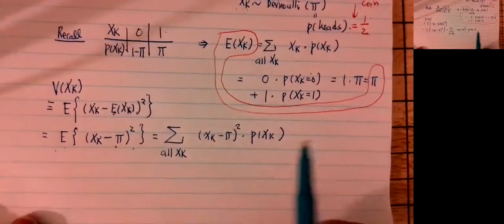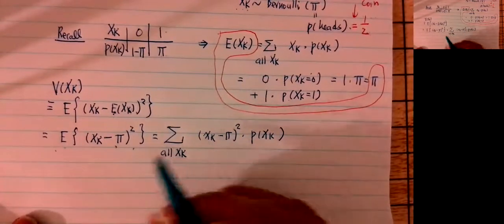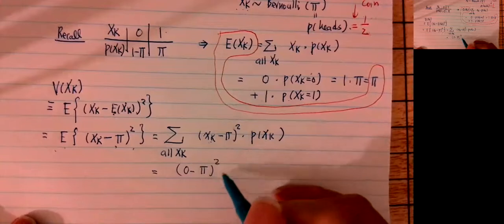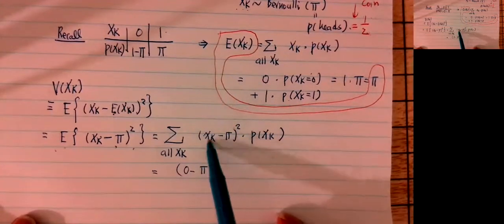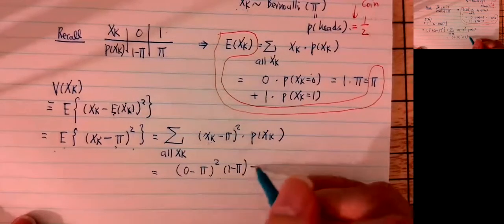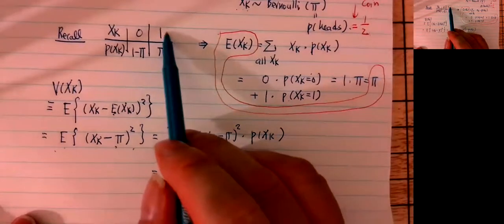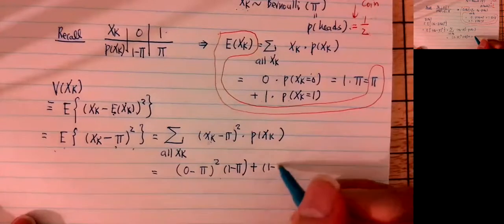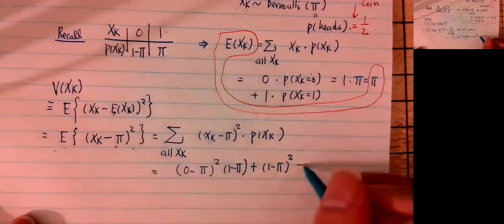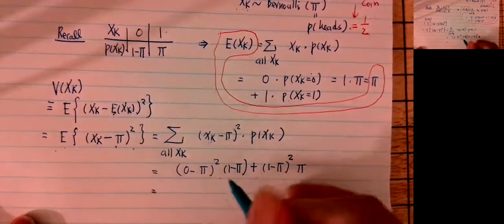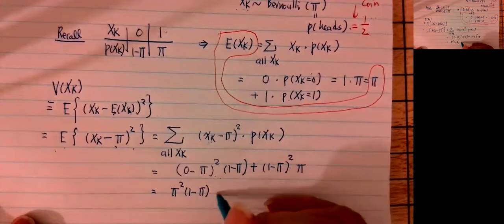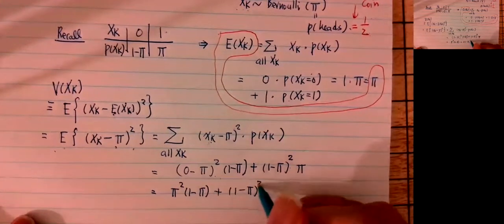Okay? Now, just like before, Xk has only two possible values. When Xk is 0, we have 0 minus pi squared. How likely is Xk equal to 0? That chance is 1 minus pi. Plus, another possible value for Xk is 1, so 1 minus pi squared. How likely is Xk equal to 1? That chance is pi. Okay? So here, this is pi squared times 1 minus pi, plus 1 minus pi squared times pi.